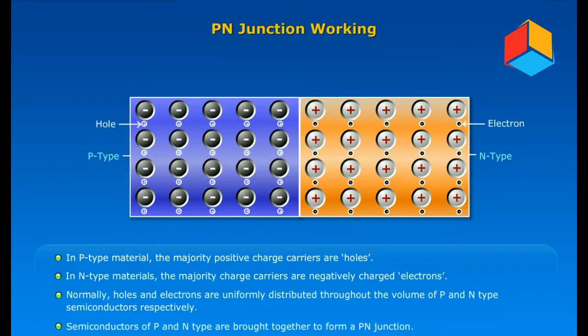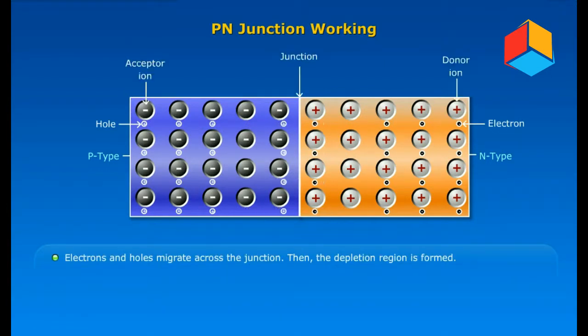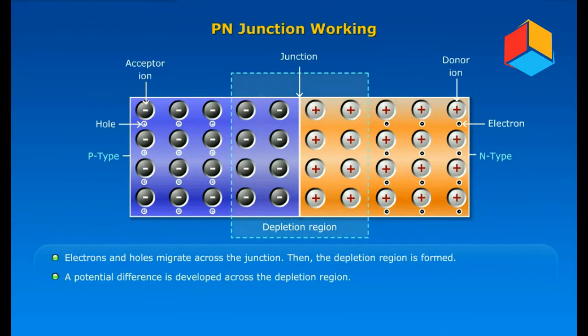Semiconductors of P and N-type are brought together. Electrons and holes migrate across the junction. Then the depletion layer is formed. A potential difference is developed across the depletion layer.